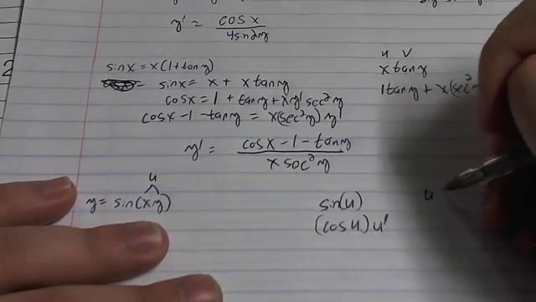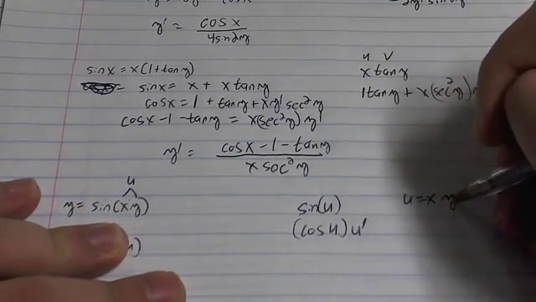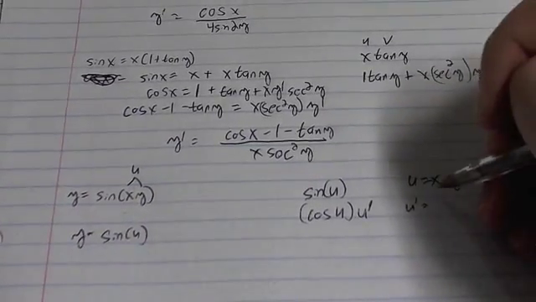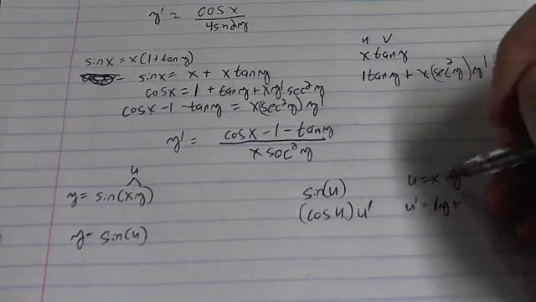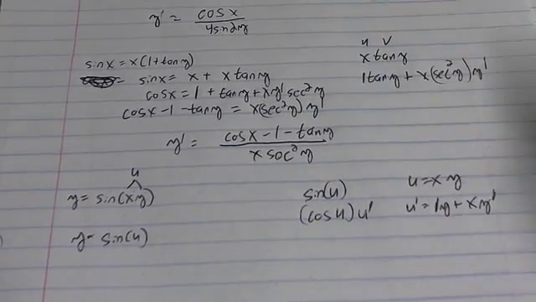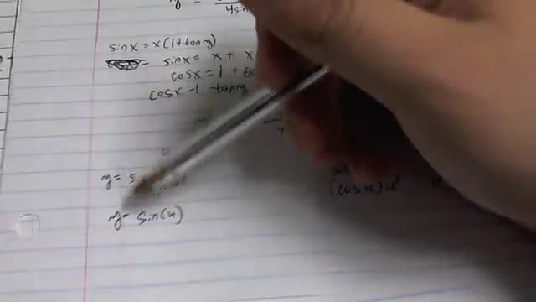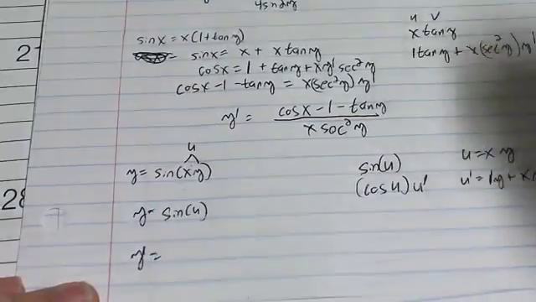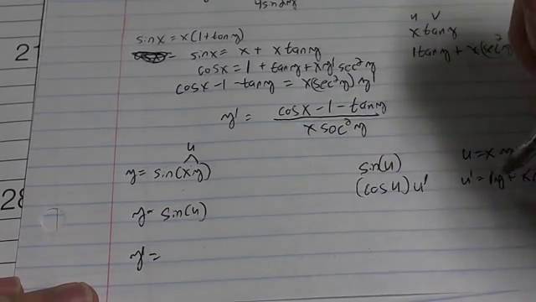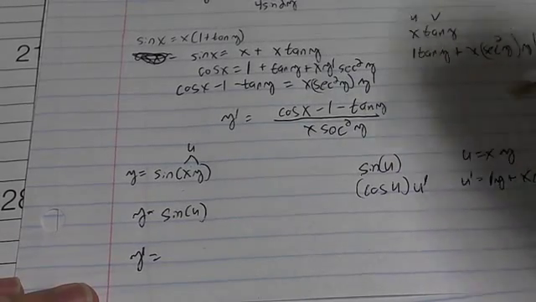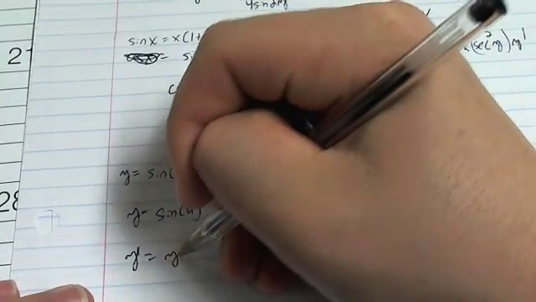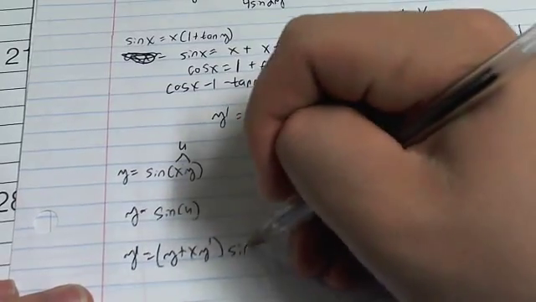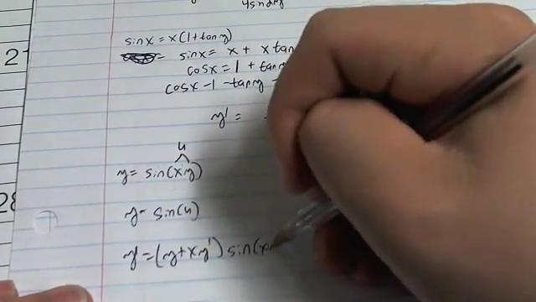And since u is equal to xy, then u prime, again this is more like the product rule: derivative of x is just 1, times y, plus x y prime. So this is your u prime. So the derivative of y will be y prime. y prime is equal to u prime times cosine u. So u prime was y plus x y prime, times sine of xy.